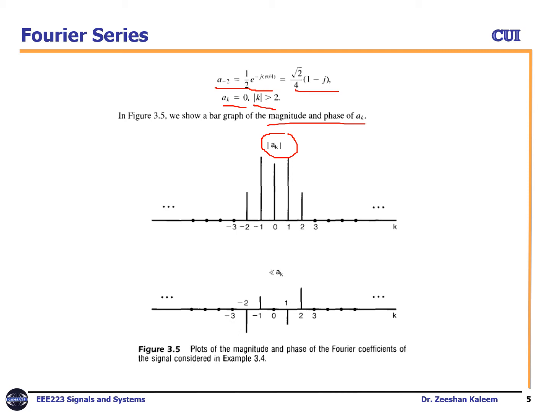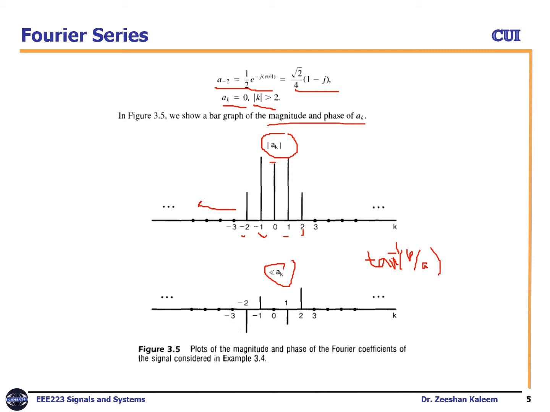So for the 0 we have a 1, and the other values a1, a minus 1, a2, a minus 2. For the rest of the coefficients, a3, a4, a minus 3, a minus 4, all are 0. And phase, the angle, here we have to plot. So how can you find the angle? Tangent inverse of b over a. So you can just put b over a and find the angle.